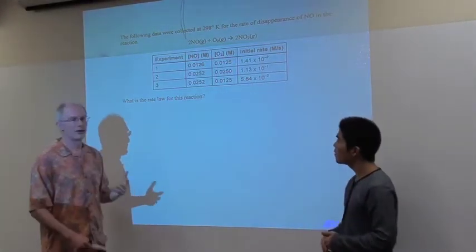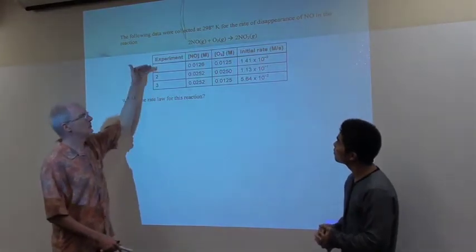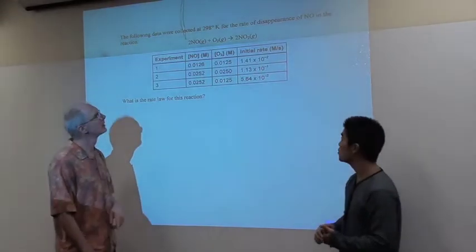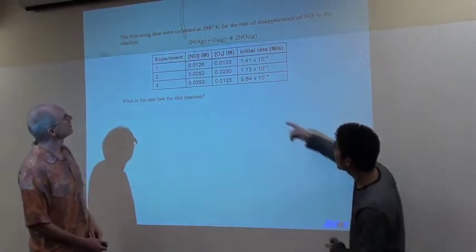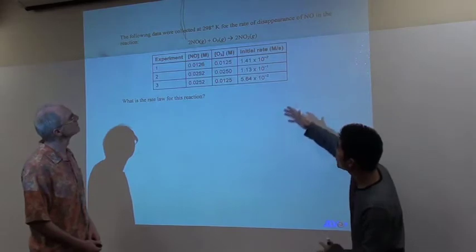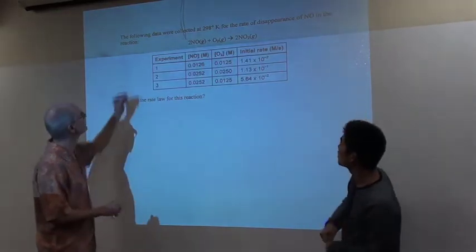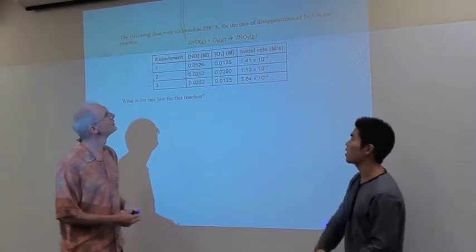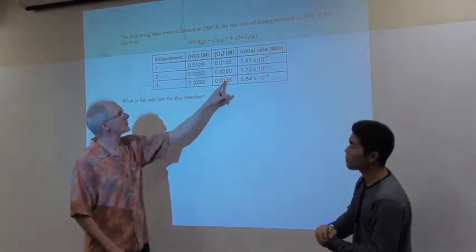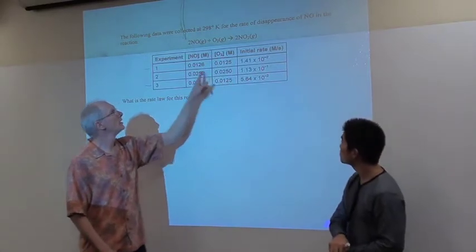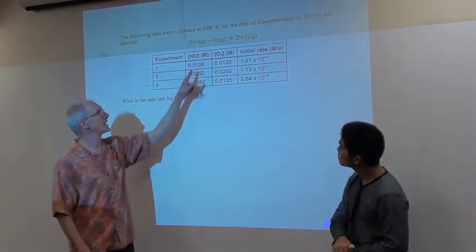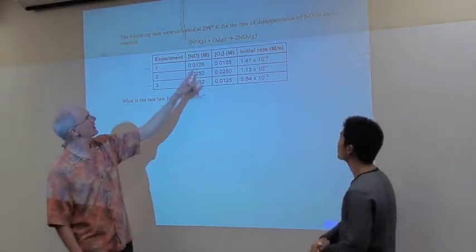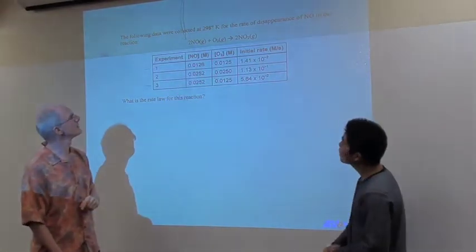One of the keys here is that for the two experiments you compare, one thing has to stay the same. Do we have that? We do. If we're looking at experiment 1 and experiment 3, the concentration of oxygen stays the same. So we can use that to calculate it. The concentration of oxygen is staying the same in 1 and 3, and NO is varying, so we can examine how the rate depends on NO. How much did NO concentration change there? It looked like it doubled.